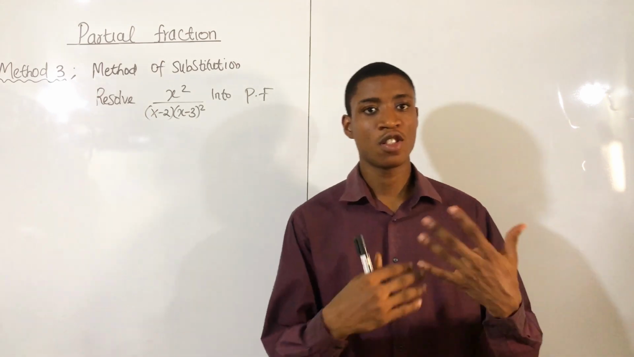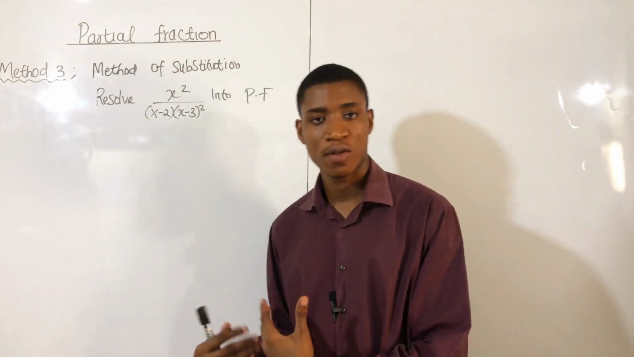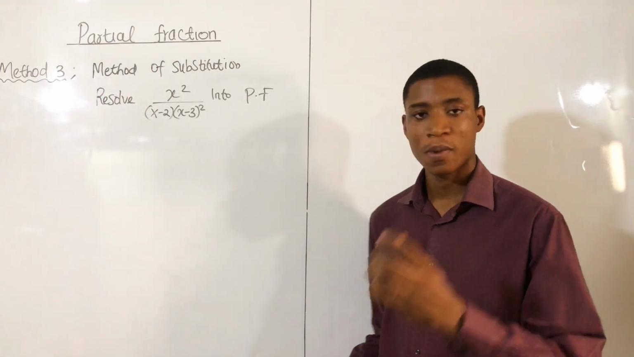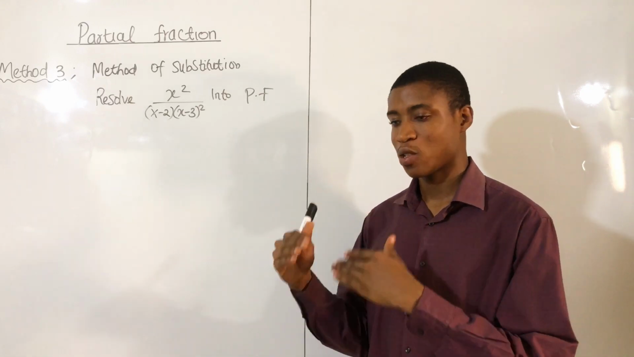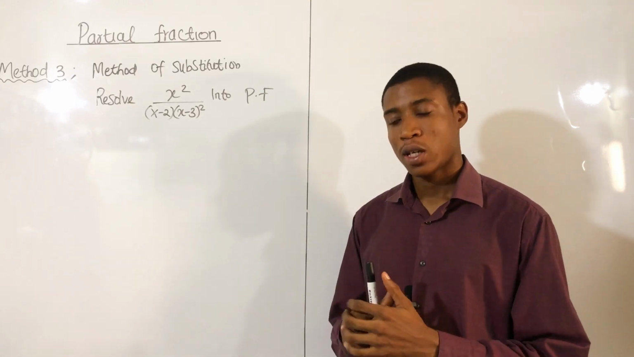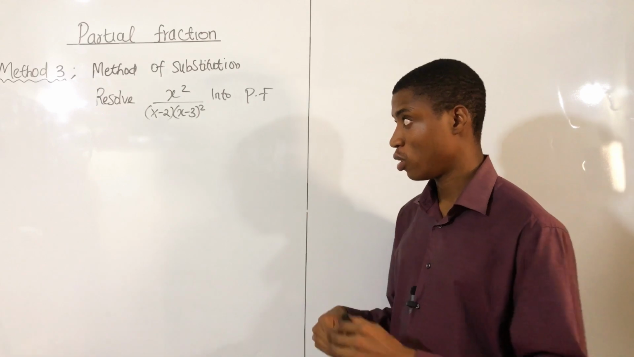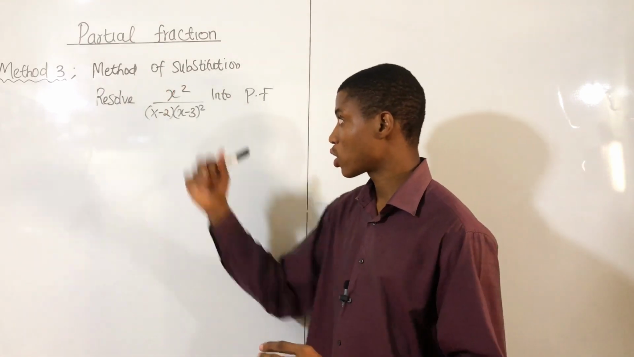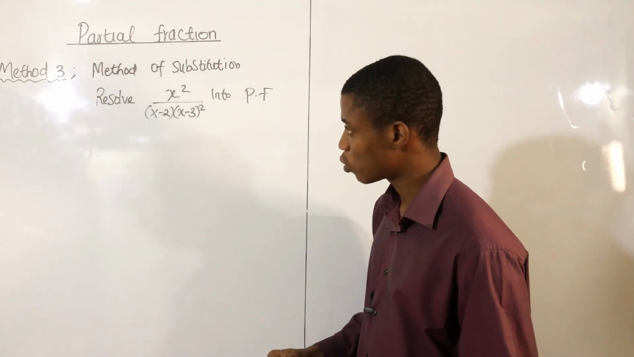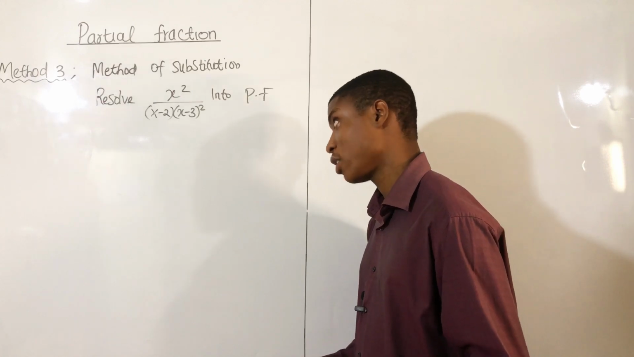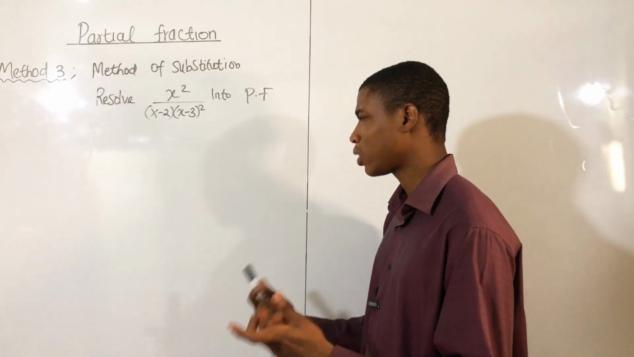Okay, now this is the third method, known as the method of substitution. The concept is easy because it's the same as one of the shortest methods. We're having the equation, of course, to resolve x squared over (x - 2)(x - 3)^2 into partial fractions.